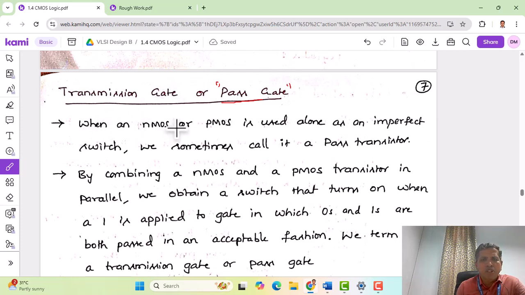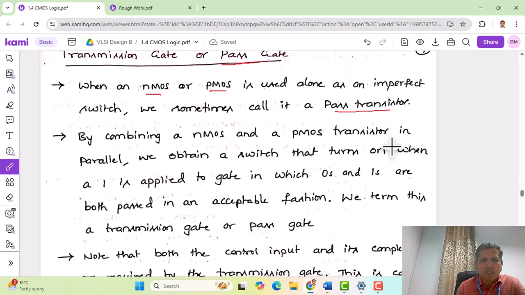When an NMOS or PMOS is used alone as an imperfect switch, we have already seen that NMOS is good at 0 but bad at 1. If we use PMOS, it is good at 1 and bad at 0. So we can't use them alone to build logic circuits. So we have to use them either in a series fashion or parallel fashion to construct the logic circuits. Using them alone, they behave like an imperfect switch. We sometimes call it a pass transistor. When we use them alone, we can call them a pass transistor.